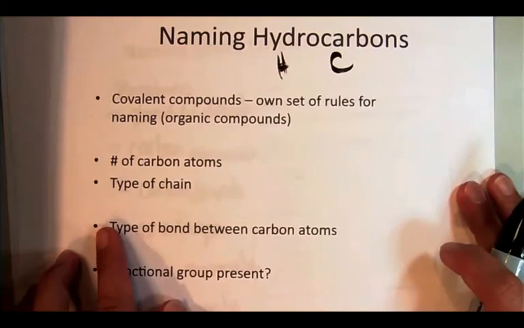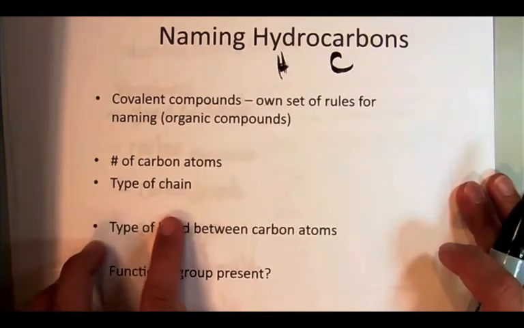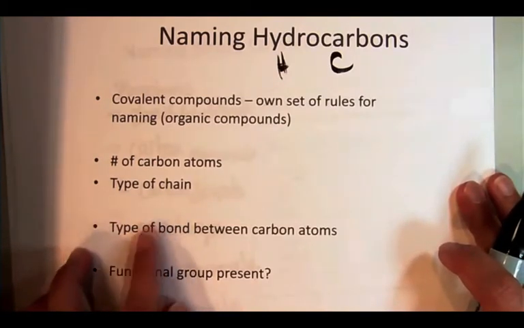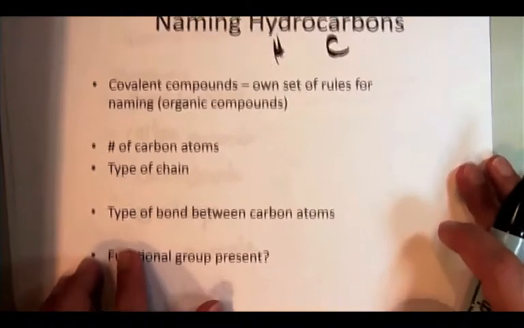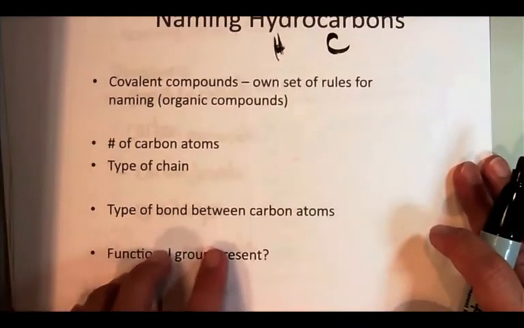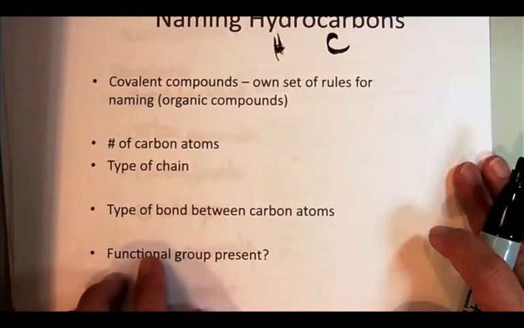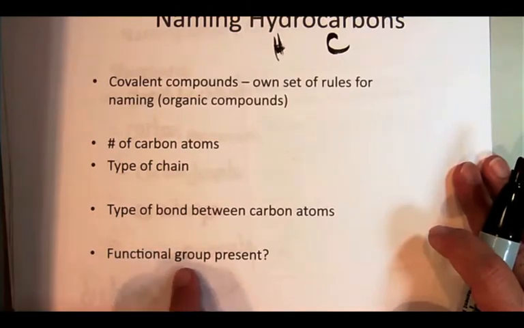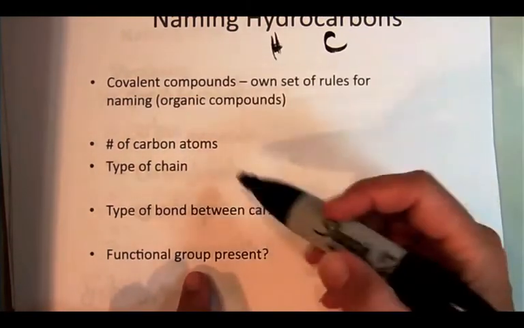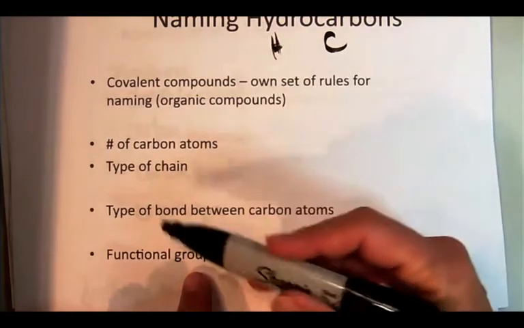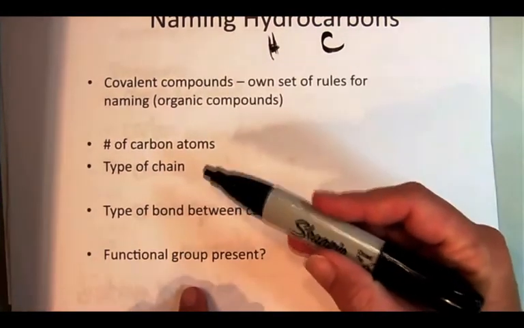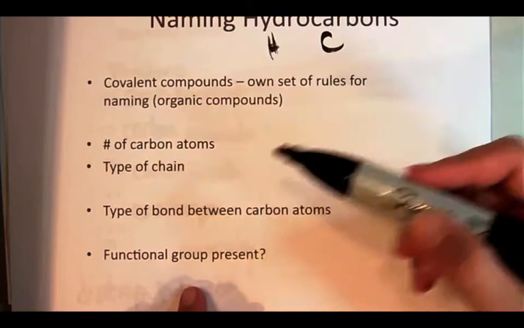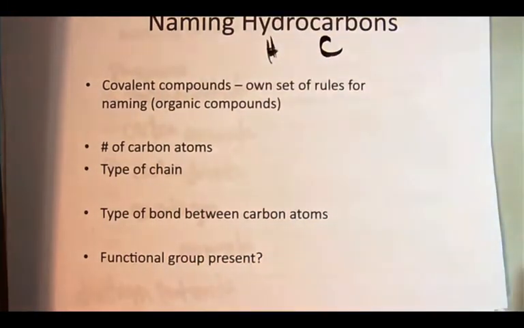chain of the hydrocarbon. The type of chain that you have: is it a straight chain or a branch chain or a cyclic chain? The type of bond between the carbon atoms, they're always covalent bonds, but is it a single, double, or triple? And is there a functional group present? Now, all these details, I'm just pointing them out to you right now. We're not going to talk about all the details of naming hydrocarbons until next semester.